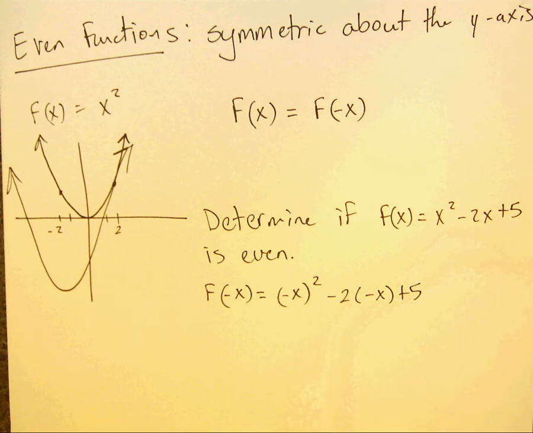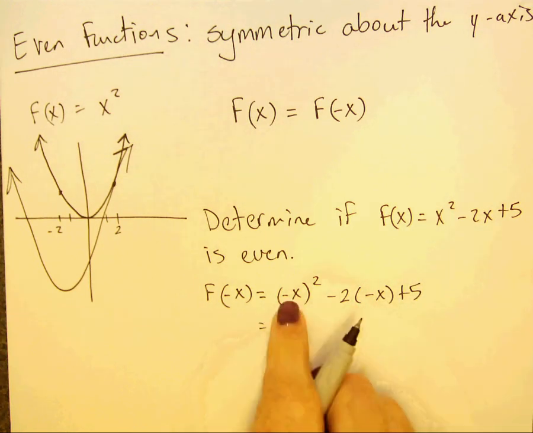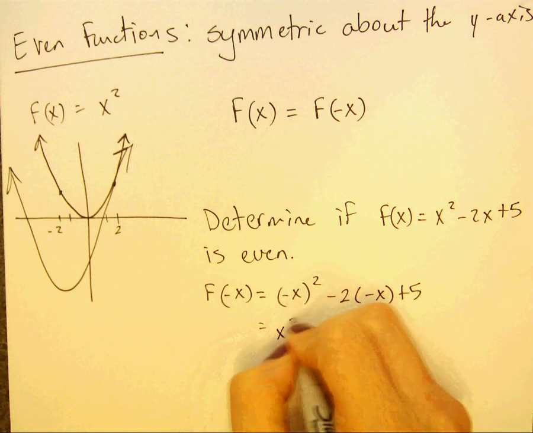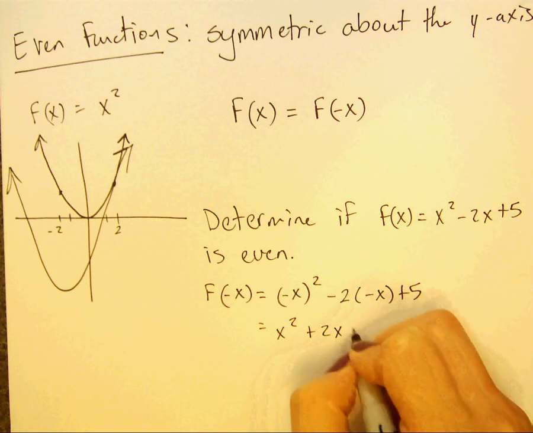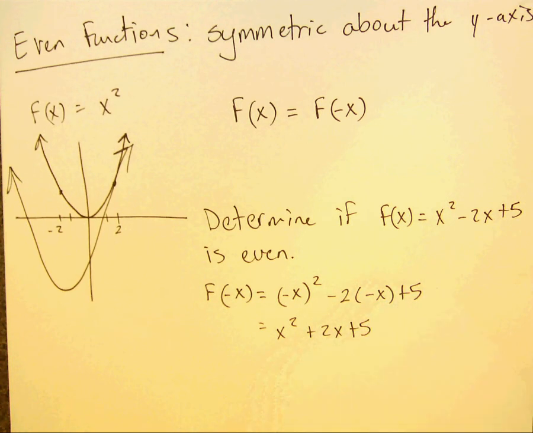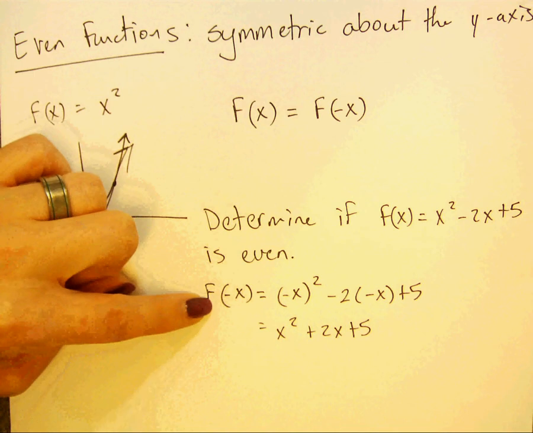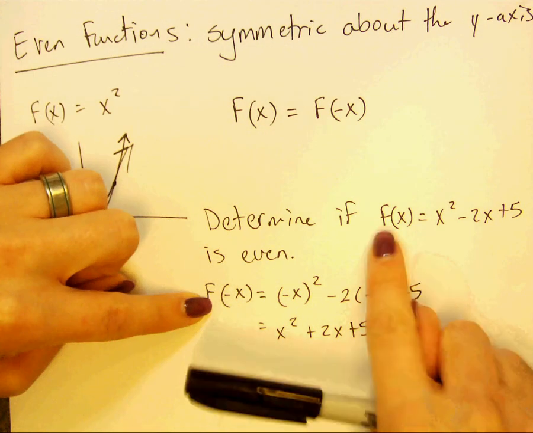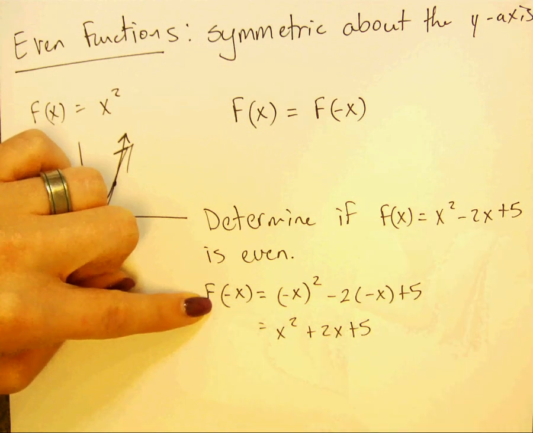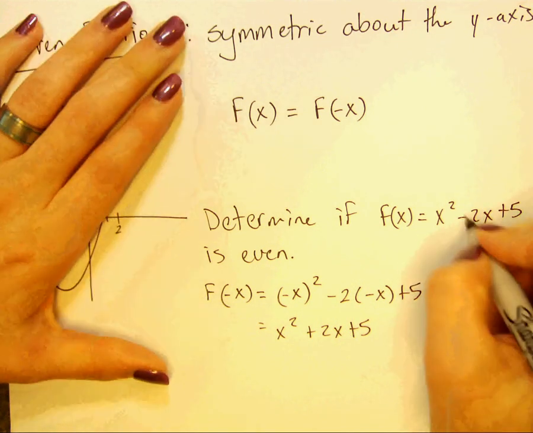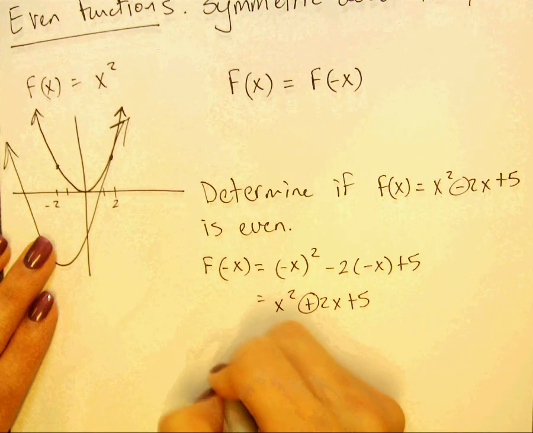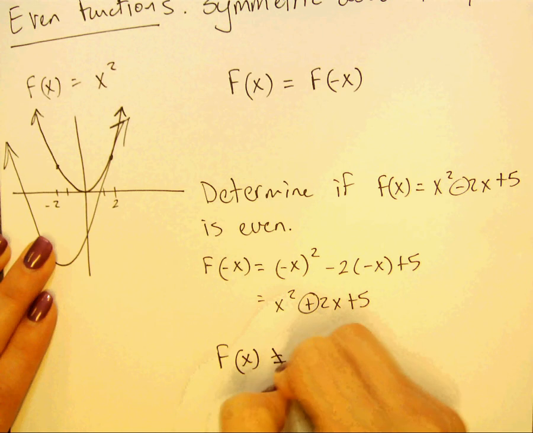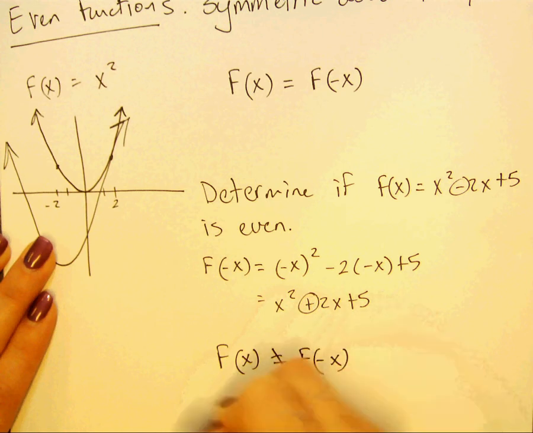Simplifying that, negative x squared is positive x squared. Negative 2 times negative x gives me positive 2x plus 5. So now compare what we got from f of negative x to what we had with our original function. Are they exactly the same? No, right? This has a minus 2x, this has a plus 2x. They are not the same. So f of x does not equal f of negative x. So f of x is not even.